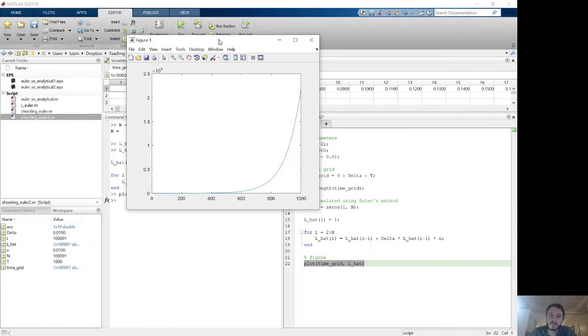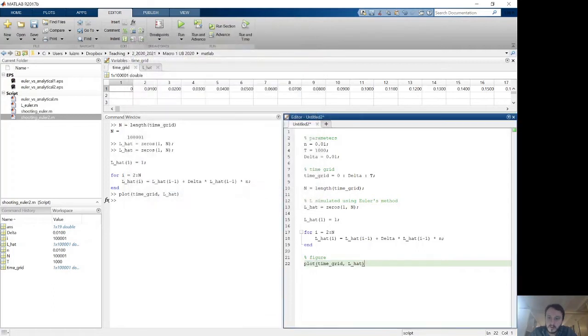So here it is. That's L for many time periods. Let me just make the line width bigger. And what is nice here is to compare this L that we got using the Euler's method with the L that we get analytically, which would be the real curve that we are looking for.